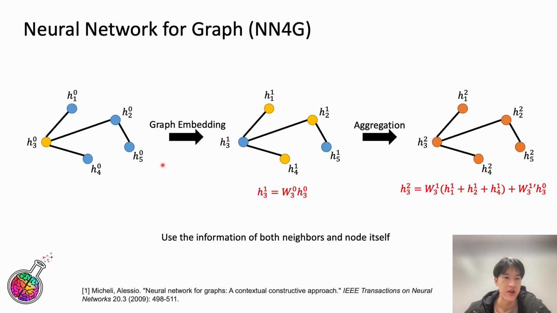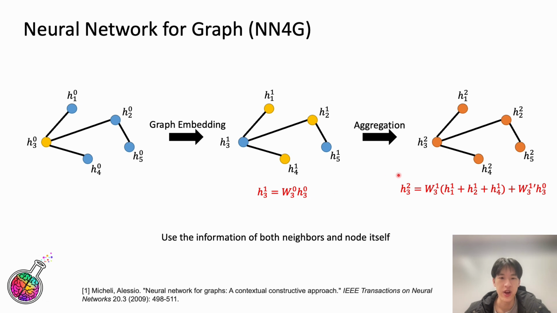First, let's see the neural network for graph. In this kind of method, first we do the graph embedding, because we need to transfer the node feature from low level to high level information feature. So for example, I will add one weight to H3 from layer 0 to the first layer. So that will finish the graph embedding procedure.